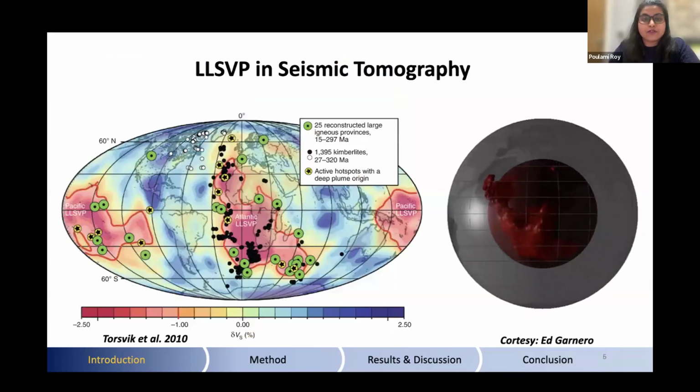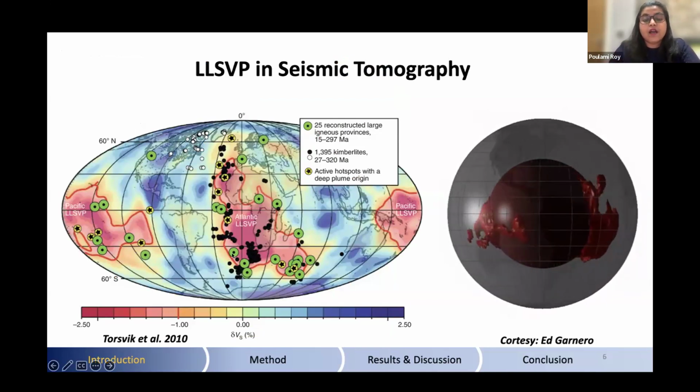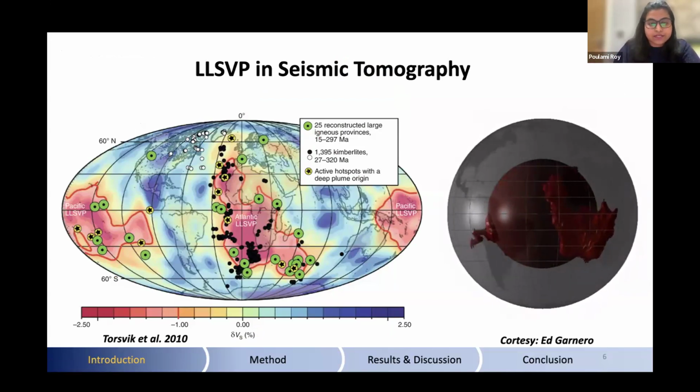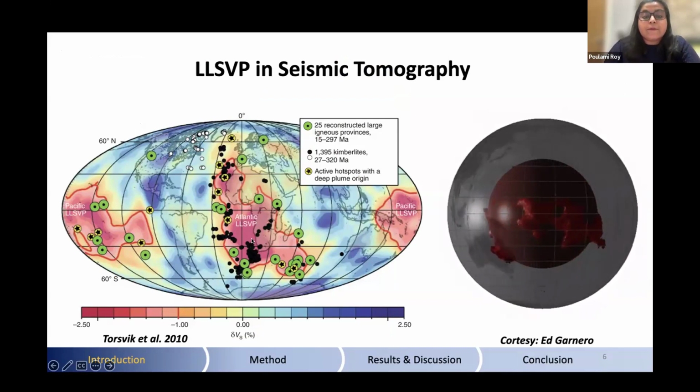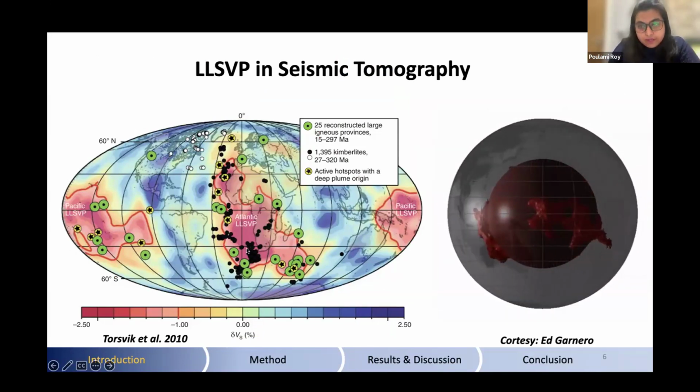What we know about these LLSVP piles from seismic tomography is that they have been detected by negative shear velocity anomalies, meaning that these are hotter regions, hotter than the ambient mantle. And the active hotspots and large igneous provinces that we see on the surface are mainly positioned in the vicinity of the margins of these piles, for both the African LLSVP pile and the Pacific LLSVP pile.